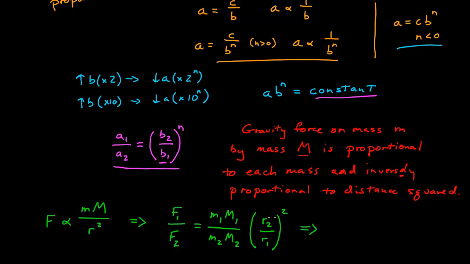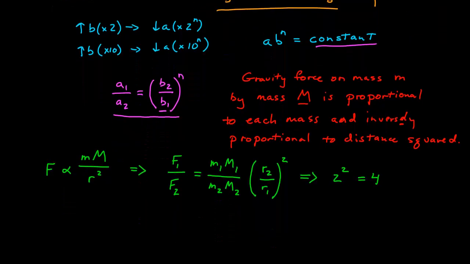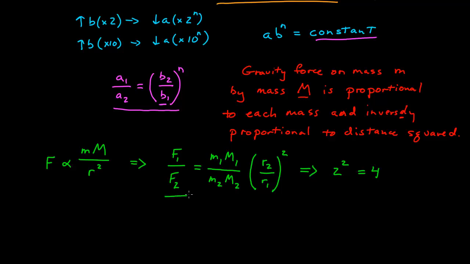So that this entire system just becomes 2 squared, or 4. And if I solve for F2, then the second force is equal to 1/4 the original. So by doubling the distance between two objects, my gravitational force goes down by a factor of 4. And so this is using proportional reasoning for systems that are inversely proportional to some power.